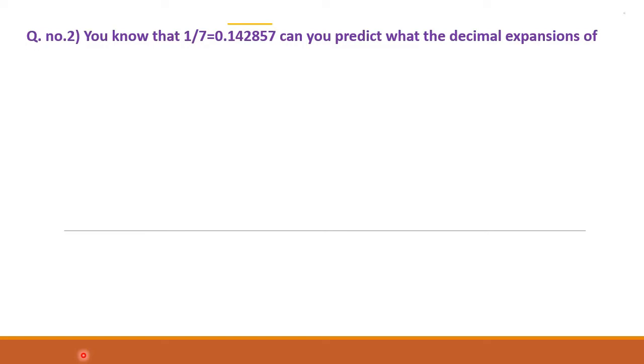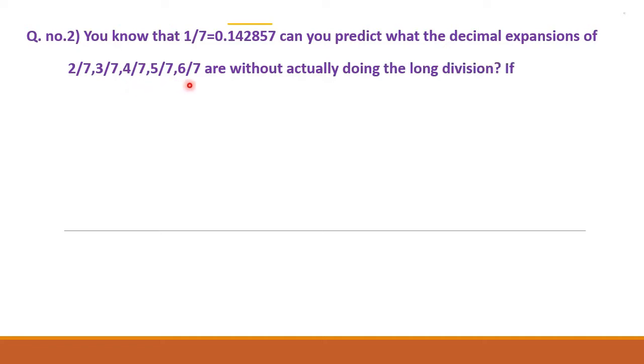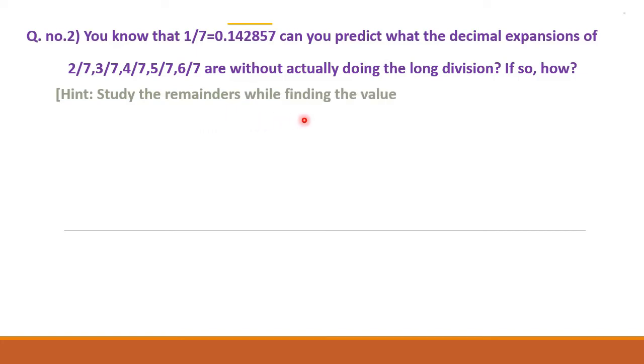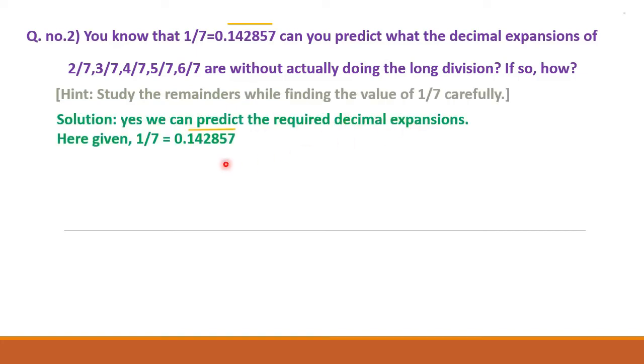Chapter 1, Exercise 1.3, Question number 2. You know that 1 by 7 is equal to 0.142857 bar. Can you predict what the decimal expansions of 2 by 7, 3 by 7, 4 by 7, 5 by 7, 6 by 7 are without actually doing the long division? If so, how? Hint: study the remainders while finding the value of 1 by 7 carefully. Solution: yes, we can predict the required decimal expansions.